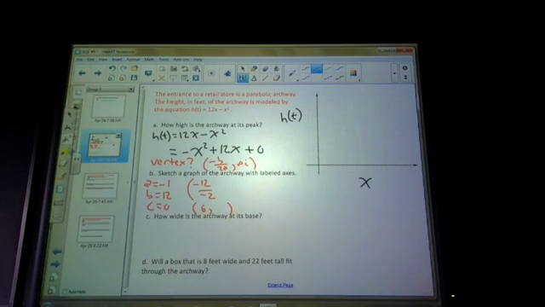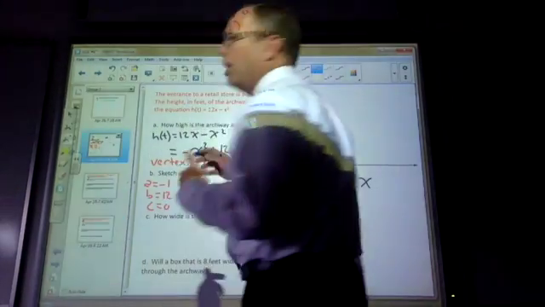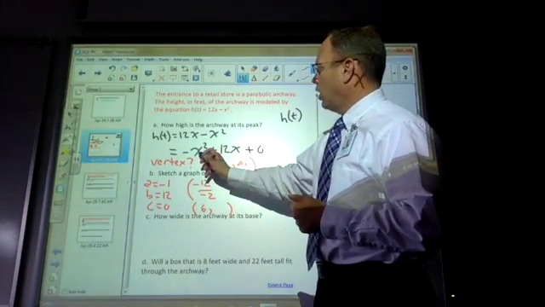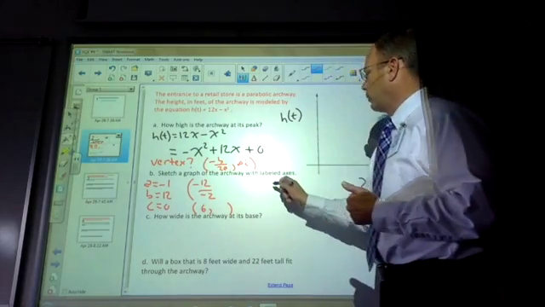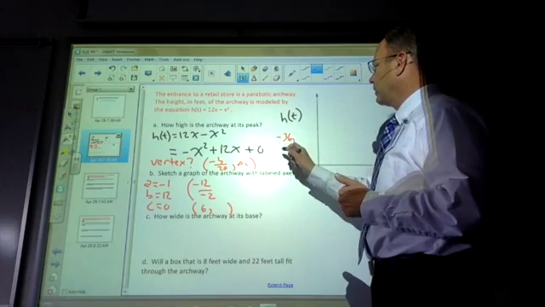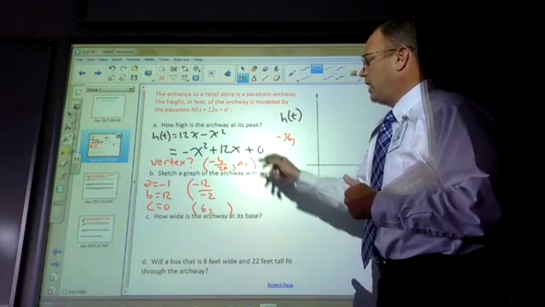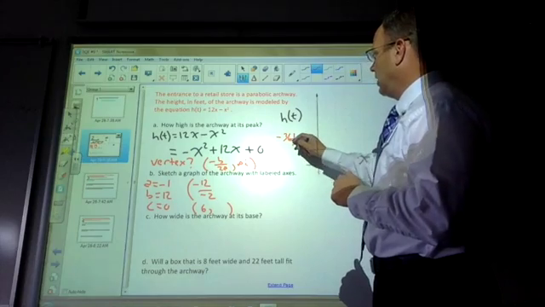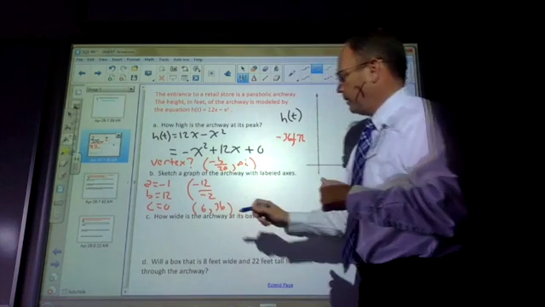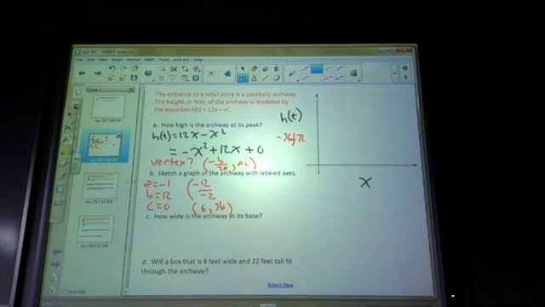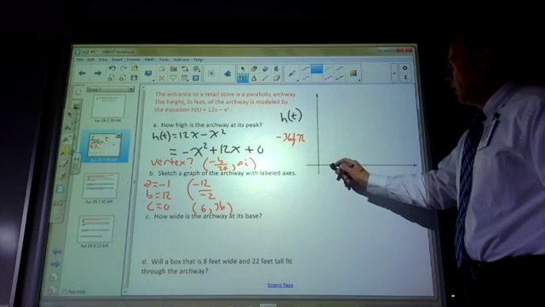Okay, so if I plug 6 back into my equation, I should be able to find the y component of my vertex. So negative 6 squared. Well, 6 squared is 36, and I bring the negative along for the ride. Negative 36 plus 12 times 6. 12 times 6 is 72, I believe. So negative 36 plus 72, that's 36. Okay. So my height. What's my highest height? 36 feet. Awesome.